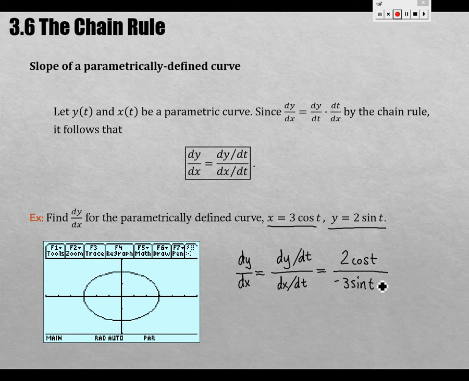Try pi over 4, for example. What do you think the slope is? Cosine and sine of pi over 4, I don't know what they are. I have no idea what the cosine of pi over 4 is. But I do know that it's the same as the sine of pi over 4. Just geometry class. So what's the slope there at t equals pi over 4? It's negative 2/3 there, it looks like.